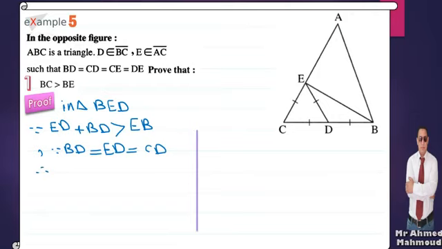Therefore, we find that here BC equal ED plus BD. Again, BC included BD plus CD. And CD and ED are equal. So, BC equal BD plus ED. Then, I'm going to replace ED plus BD with BC. Therefore, BC is greater than EB, and this is the first required.